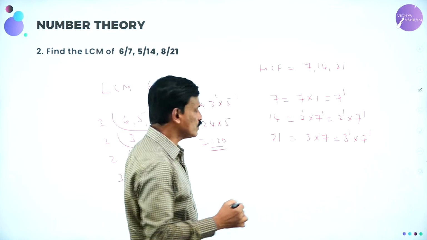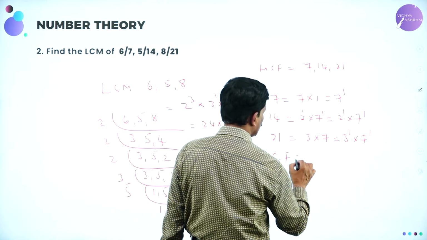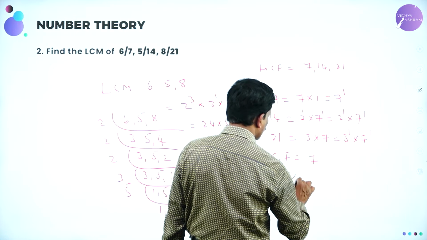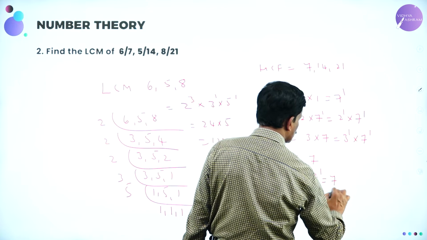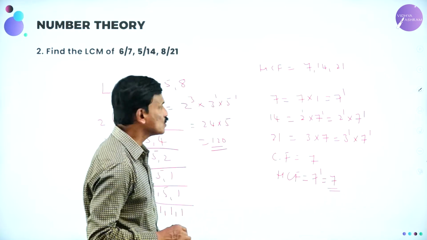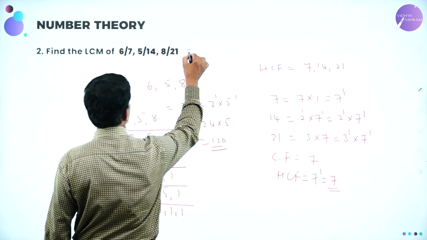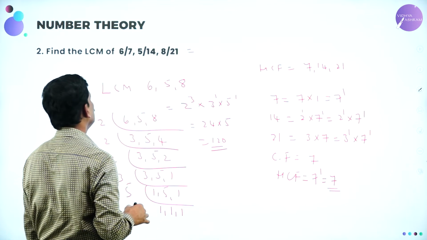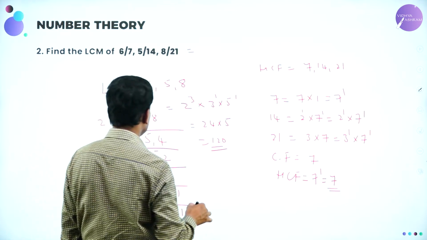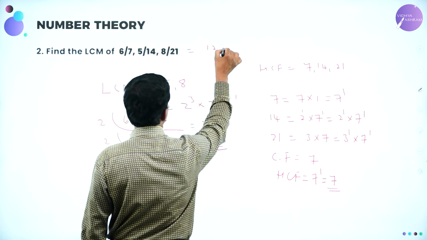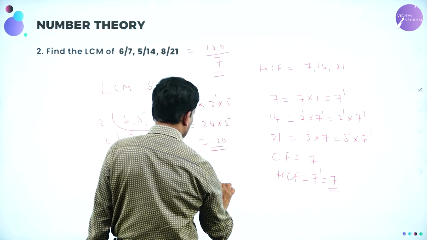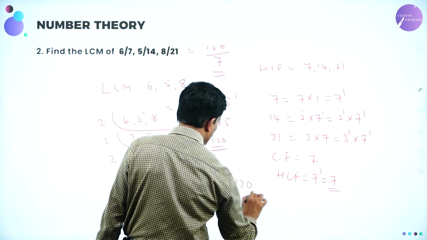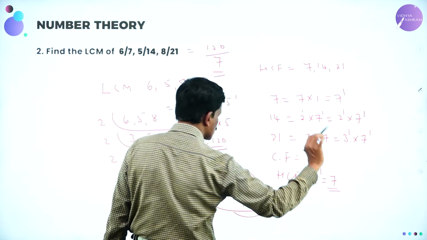Now what is the common factor here? The common factor is 7. Highest common factor is 7 to the power of 1, which is equal to 7. So therefore HCF is equal to 7. So the LCM of these fractions, 6 by 7, 5 by 14 and 8 by 21, is the LCM 120 divided by the HCF, which is 7. So the required answer is 120 divided by 7.